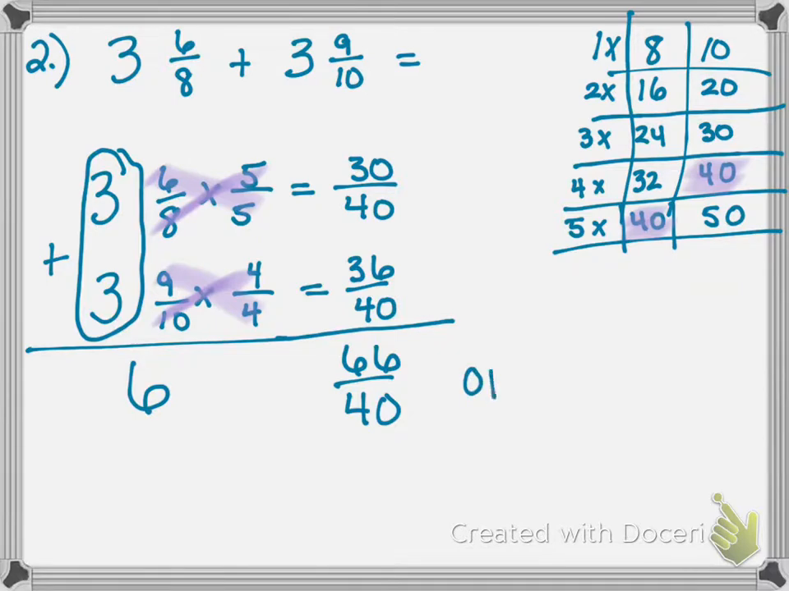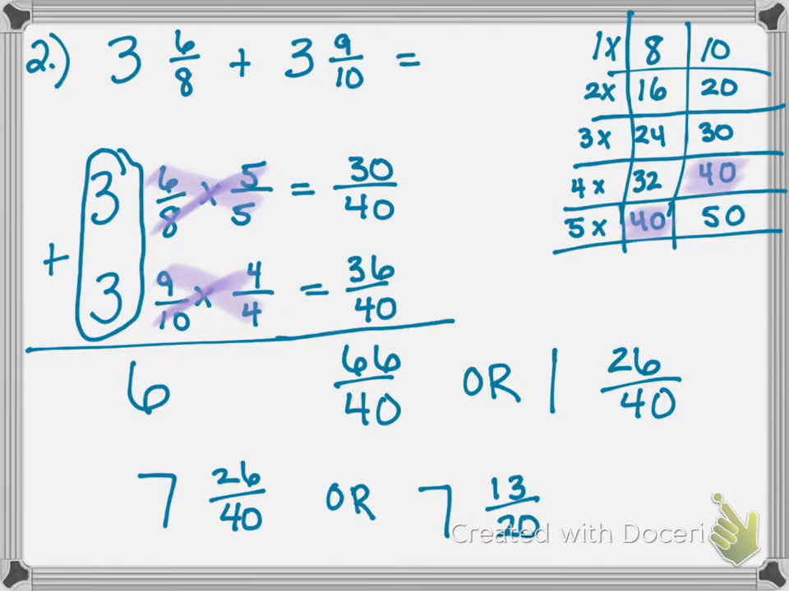Or, let's see. See if you can figure it out, and then come back. All right, when we take that improper fraction and we change it, we get 1 26/40. So that means that our answer is 7 26/40.